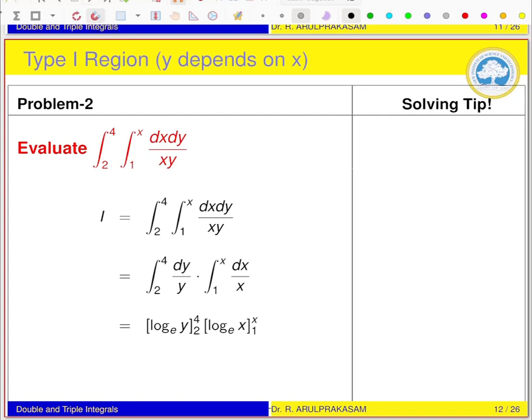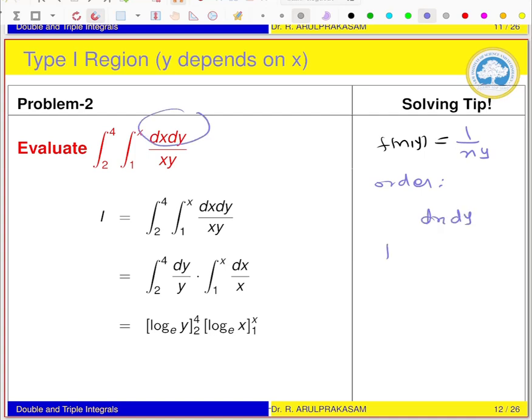Like this. What is this? It is a type problem. Look at this order. What is the function here? Look at the problem. My function f of x comma y is 1 by xy. And what is the order mentioned here? My given order is first dx, then dy.